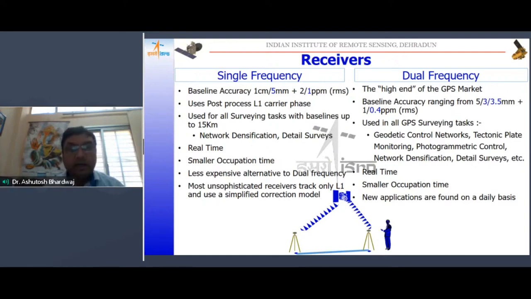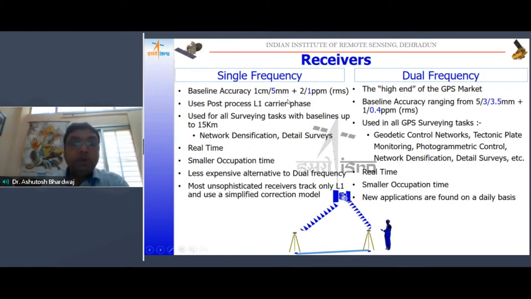But the technology has again developed over time, and with the latest receivers which are there in the market, if you see their brochures and utilize them and process the data, then currently what we are getting from the latest receivers, the accuracy is from single frequencies of the order of 5 millimeter plus 1 ppm, and from the dual frequency or multi-frequency receiver, we are getting horizontal accuracy of the order of 3 millimeter plus 1 ppm or 0.4 ppm, and vertical accuracy of the order of 3.5 mm plus 0.4 ppm.